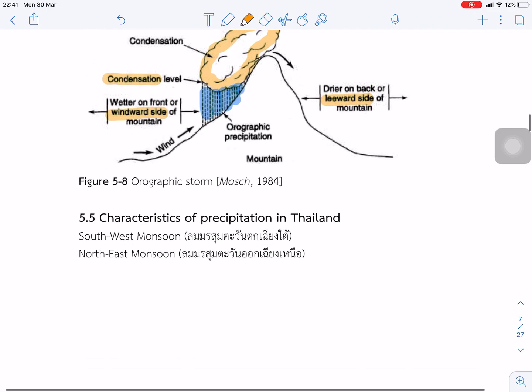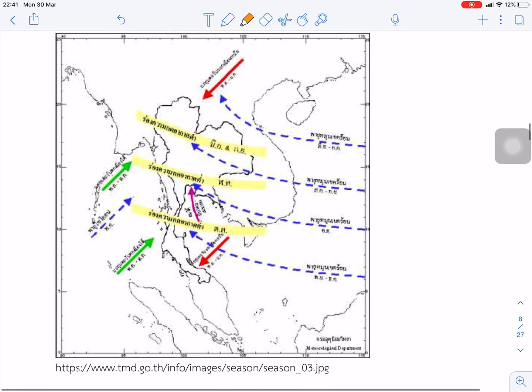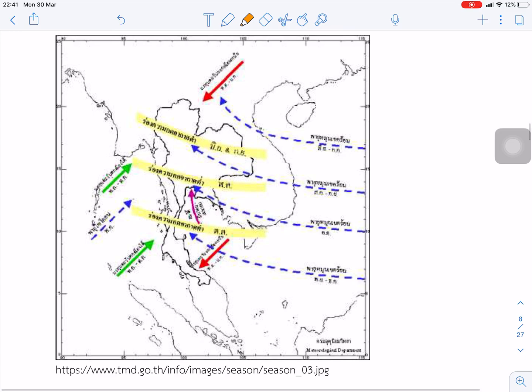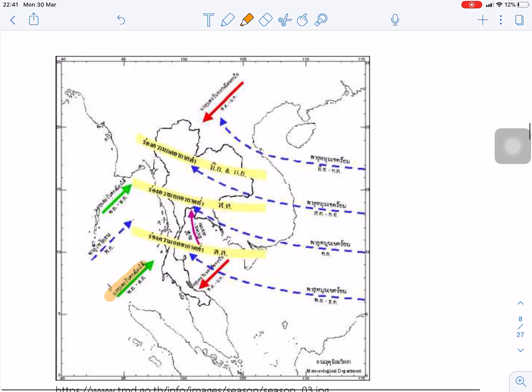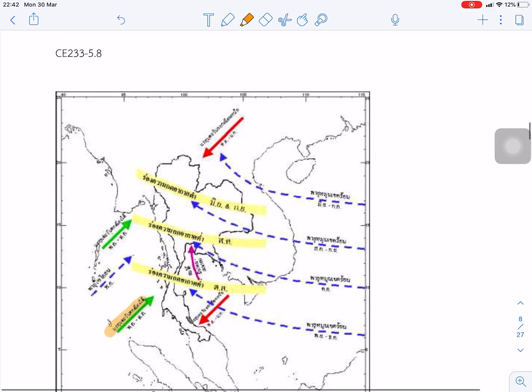And for the characteristic of the precipitation in Thailand, there are two main local winds we call the southwest monsoon and northeast monsoon. The southwest monsoon brings the moisture from the Andaman Sea to Thailand, and the northeast monsoon brings the cold air from China to Thailand.